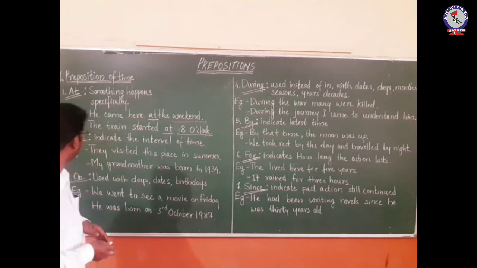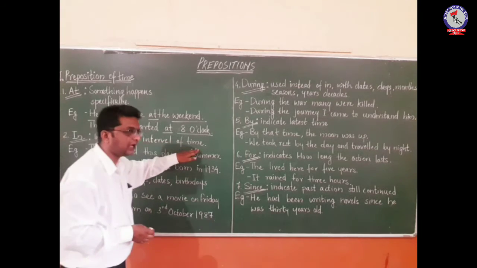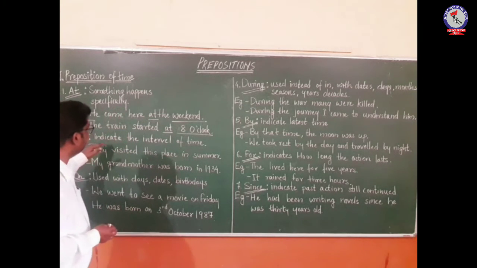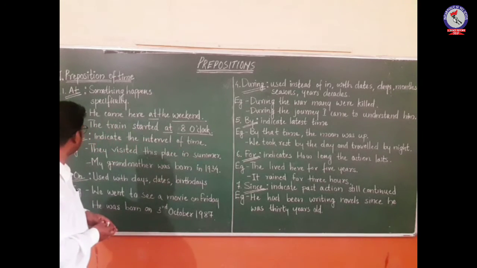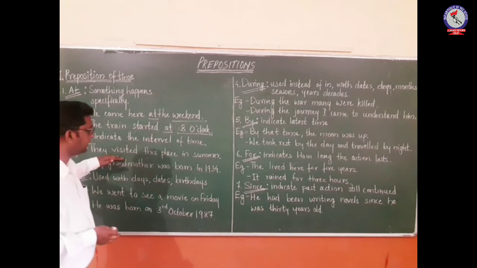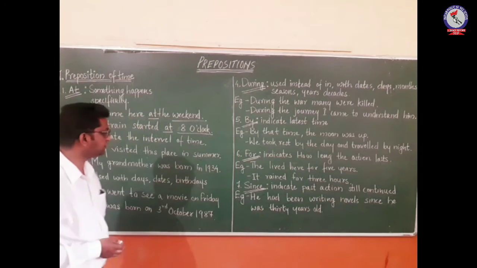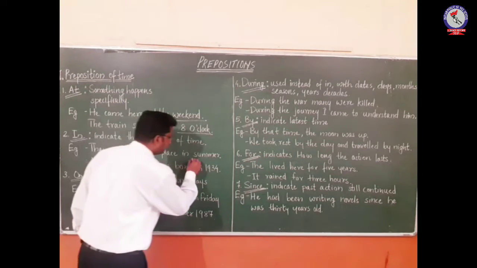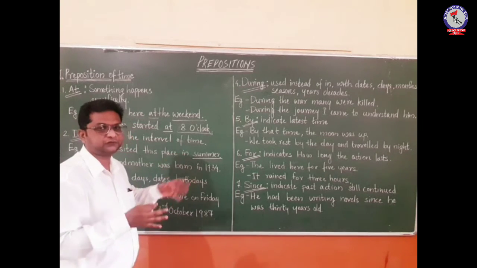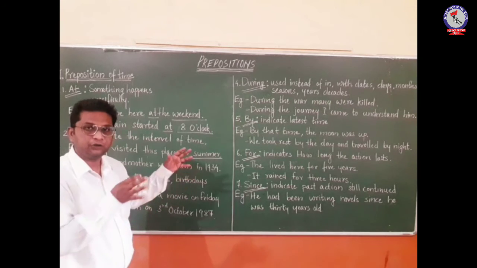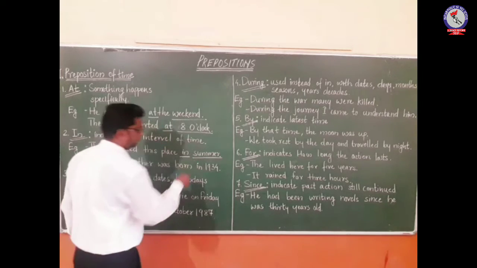Now second we have is in. It indicates the interval of time. In will be used in order to indicate the interval of time. See the examples. They visited this place in summer. Now this summer shows us a particular period of time, interval of time or duration of time. So we have used in.